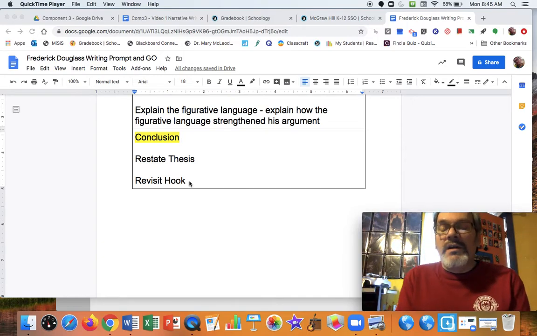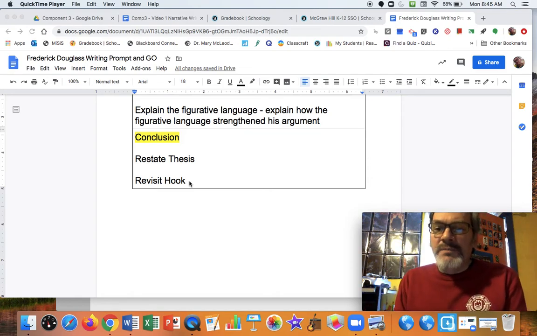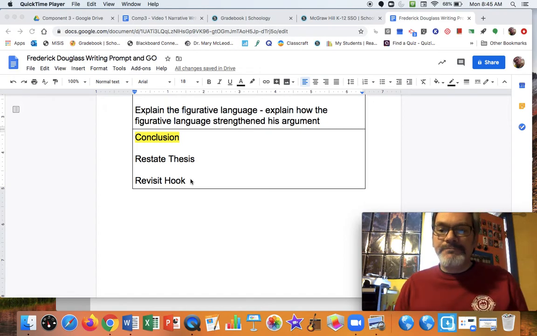So you're going to write 4 sentences about how this writing probably wouldn't be as good if there hadn't been figurative language in it. If he had just written a straightforward narrative where he talked about meeting children and they were helping him to read, and then it made him angry and upset, it would have been powerful writing, but it wouldn't have been as powerful without the visuals to help his audience connect and feel what he was feeling. And that's what you're going to write in this revisit hook.